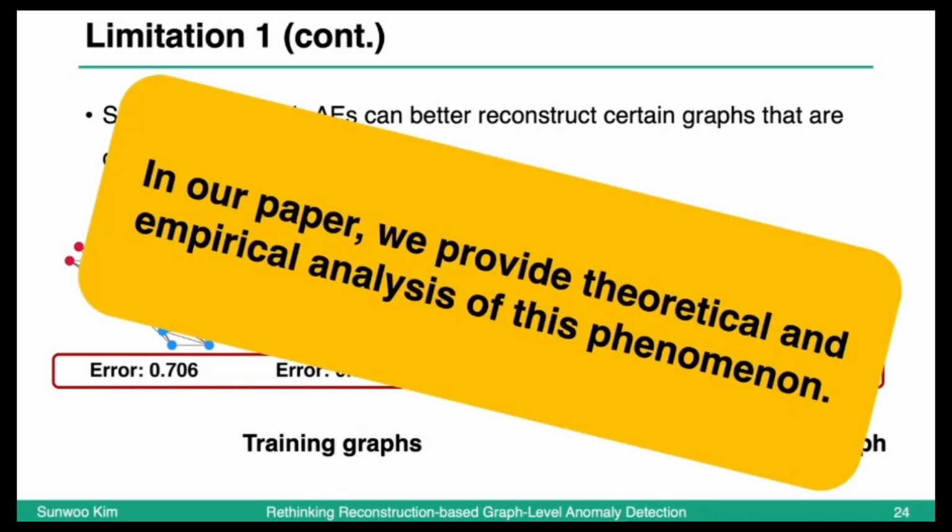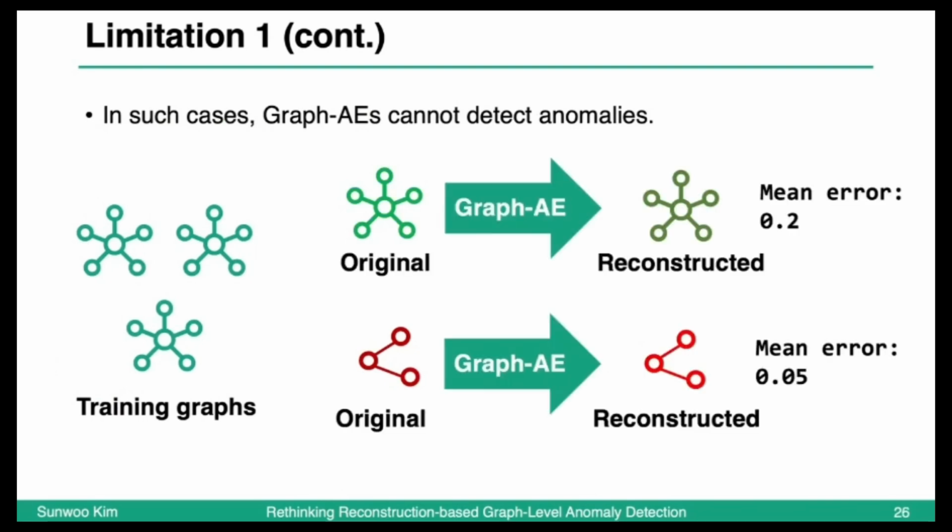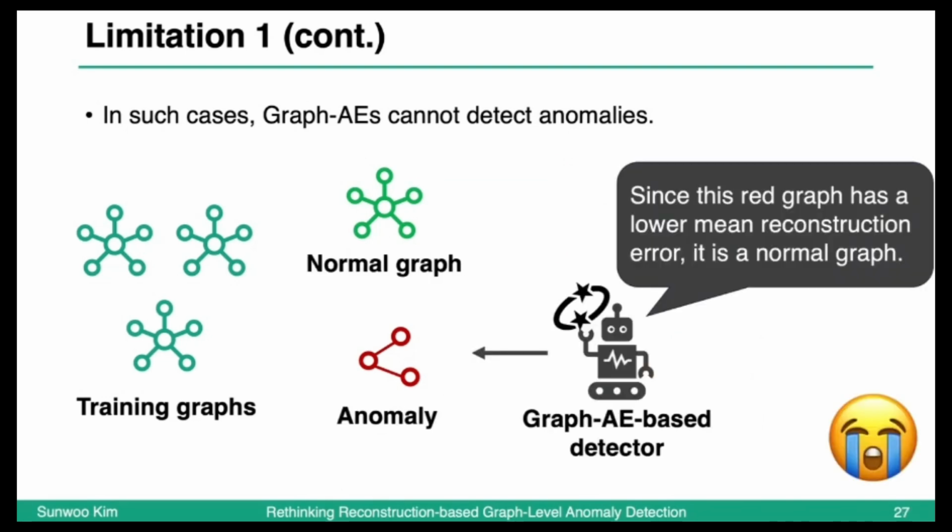In our paper, we provide detailed theoretical and empirical analysis regarding this phenomenon. Notably, in such cases, Graph-AEs are unable to detect anomalies. Consider the following two graphs. One represents a normal graph, while the other represents an anomaly. Under the aforementioned case, Graph-AEs would have lower errors for anomalous graphs than the normal one. Since Graph-AE-based GLAD methods regard high mean error graphs as anomalies, they cannot detect anomalies that exhibit this characteristic.